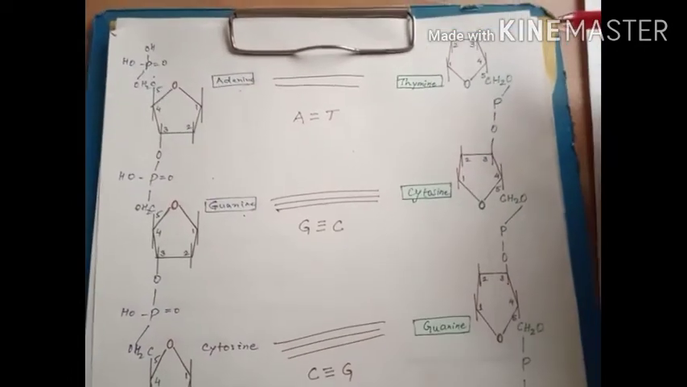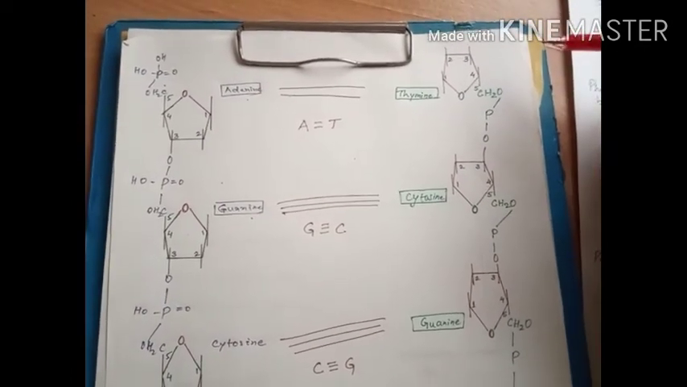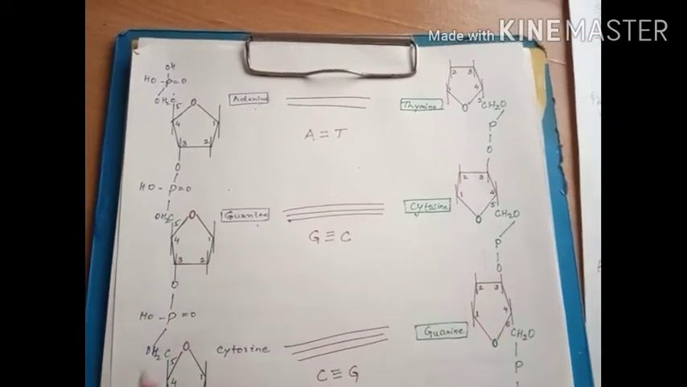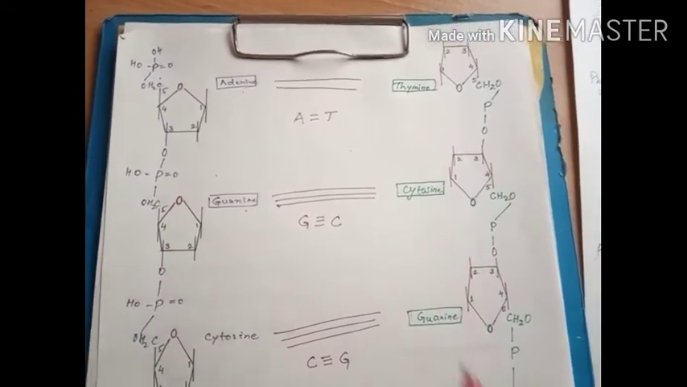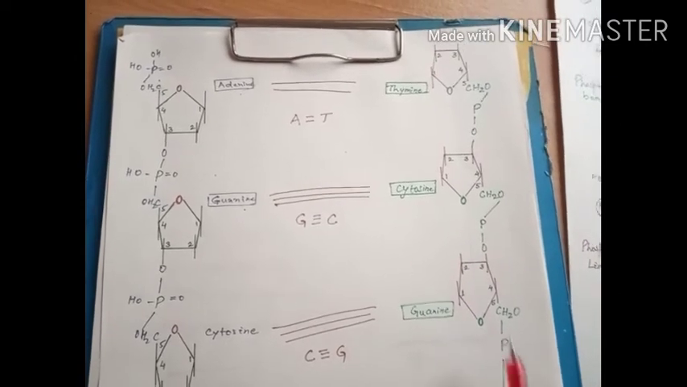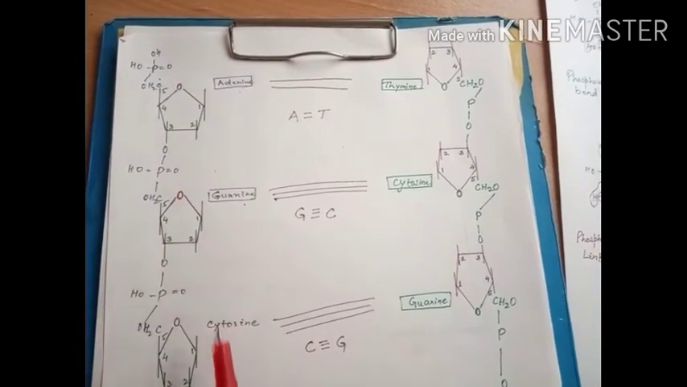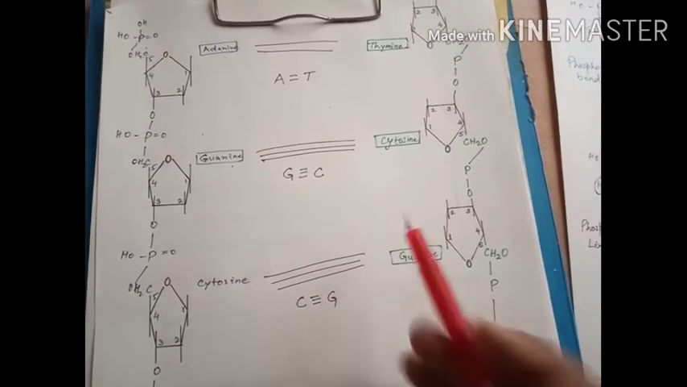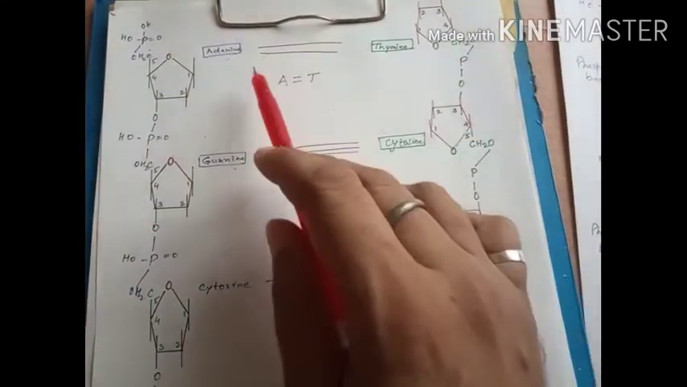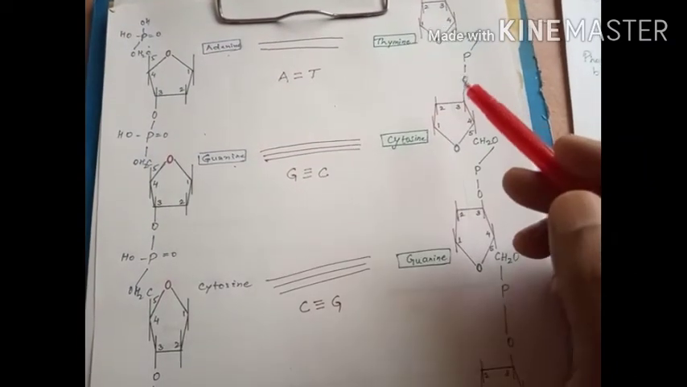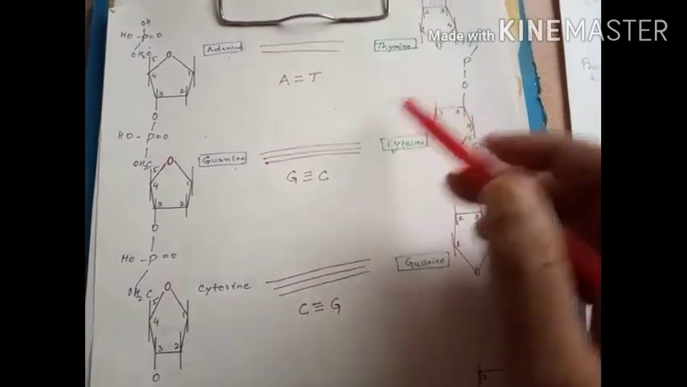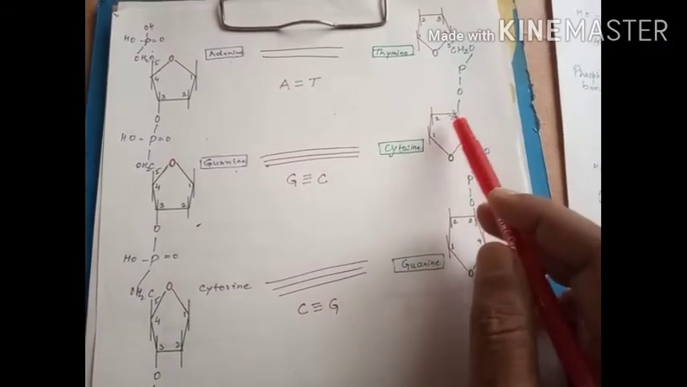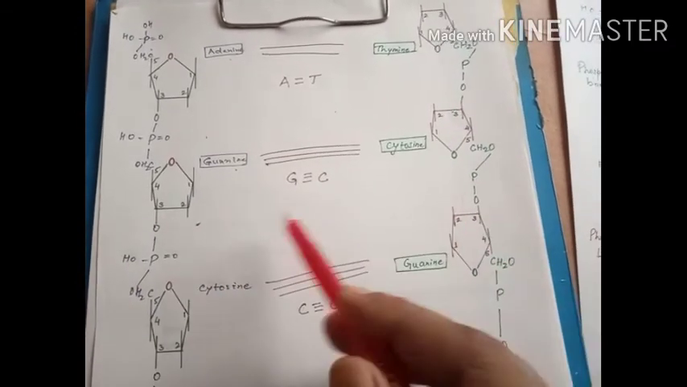Now we can draw one conclusion: the two polynucleotide strands of a DNA are complementary to each other. That is, if we know the sequence of nucleotides in one strand, we can determine the sequence of the nucleotides in its partner strand. So the sequence in one strand decides the sequence of the nucleotides in the other strand. That we have discussed just now.